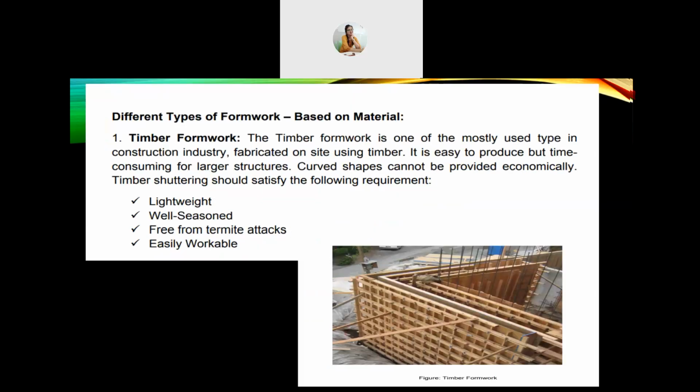So the next topic, different types of formwork based on material. 1, timber formwork. Timber formwork is one of the mostly used types in the construction industry and it is fabricated on the site by using timber. It is very easy to produce but time consuming for larger structures. Curved shapes cannot be provided economically.